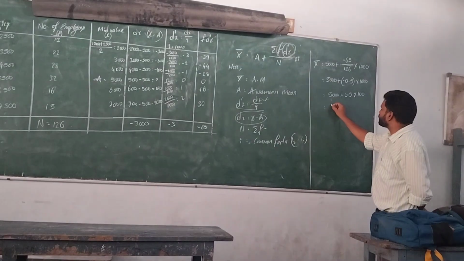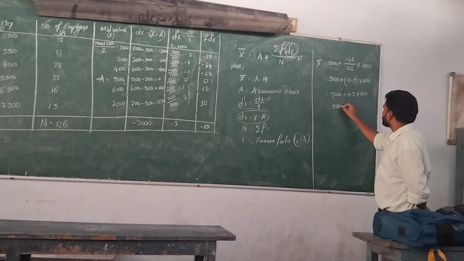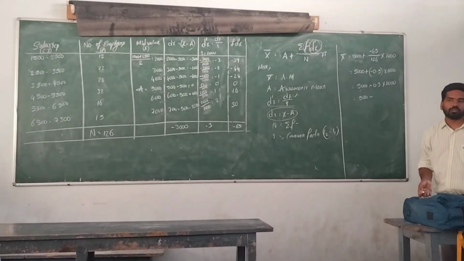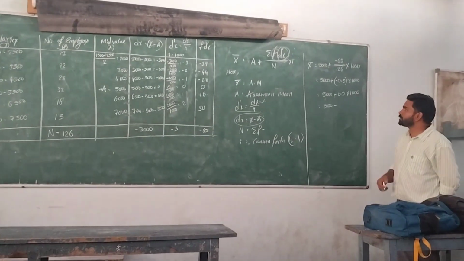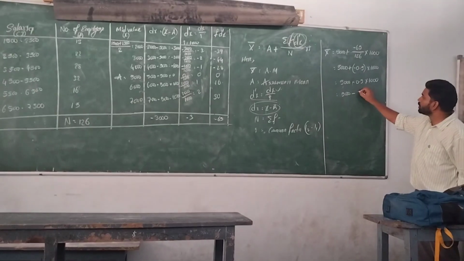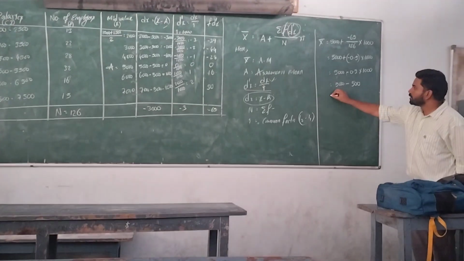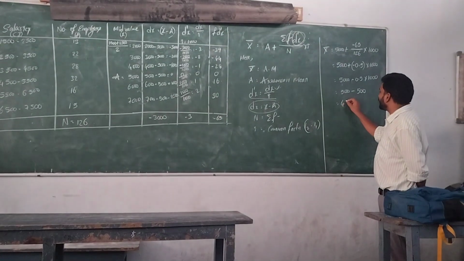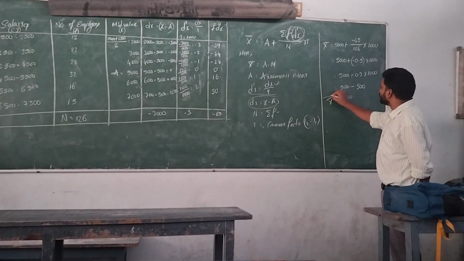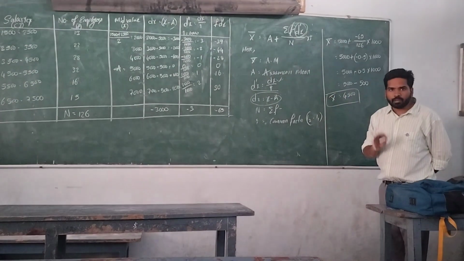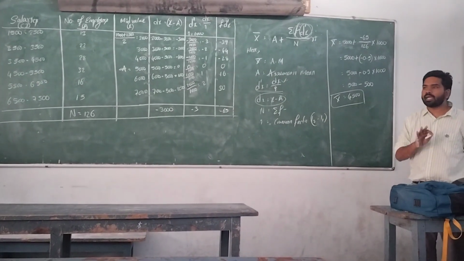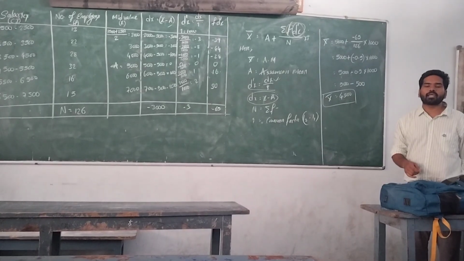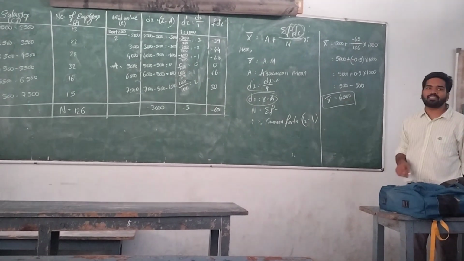In the next step, 5000 minus 0.5 into 1000. First you have to do multiplication, that gives 500. Then 5000 minus 500 is 4500. So x bar is 4500. Averagely an employee gets 4,500 rupees as salary.